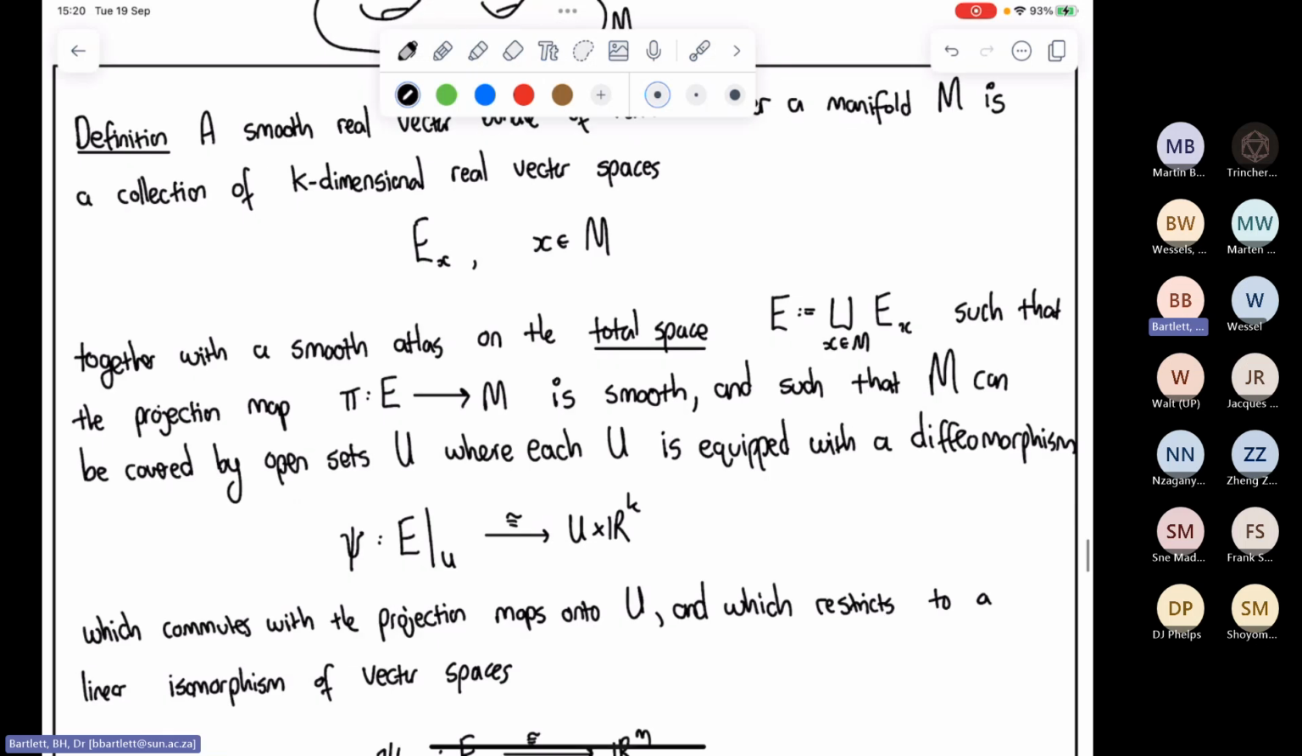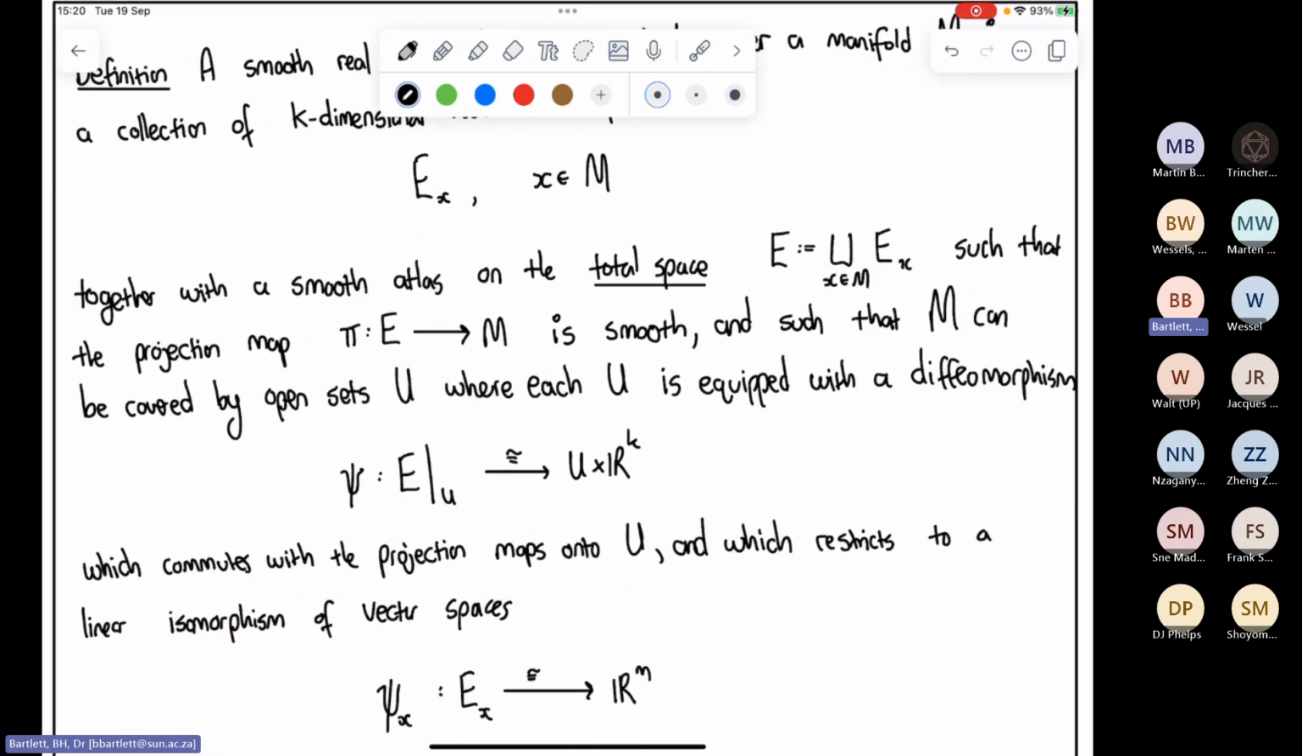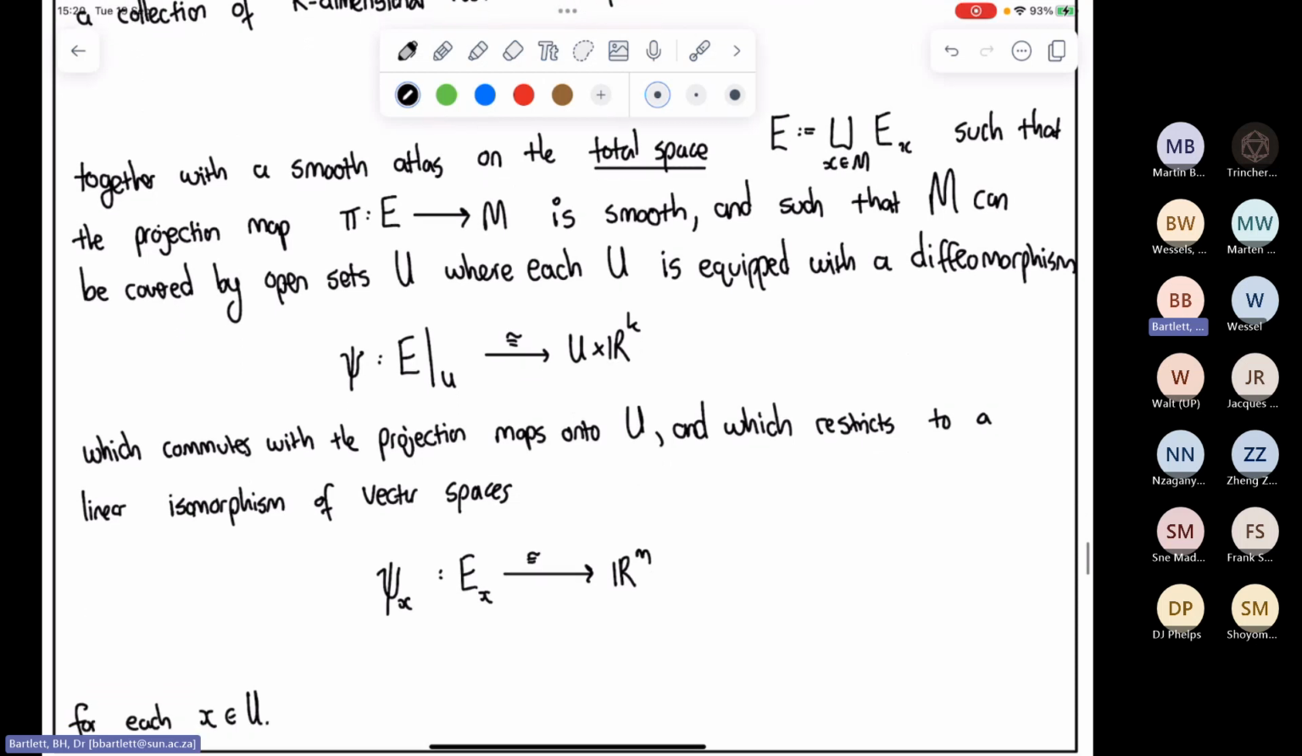It's a k-dimensional, so rank k vector bundle. And that diffeomorphism is not just any old diffeomorphism. That diffeomorphism commutes with the projection maps onto U and restricts to a linear isomorphism of vector spaces on each fiber.